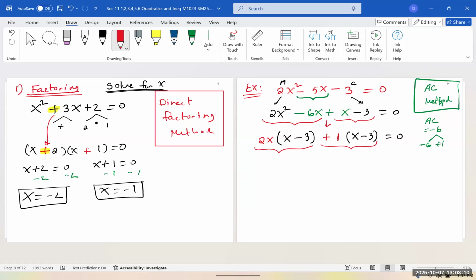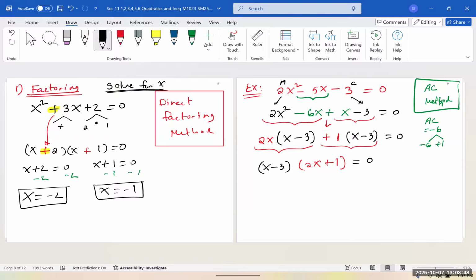Now we compare the two groups. When you look at the two groups, do you see anything in common? x minus 3. So from both groups, we can factor out x minus 3. Then what is left in the first group? 2x. And what is left in the second group? Plus 1. So we are done with factoring. We used the AC method to find the factors.